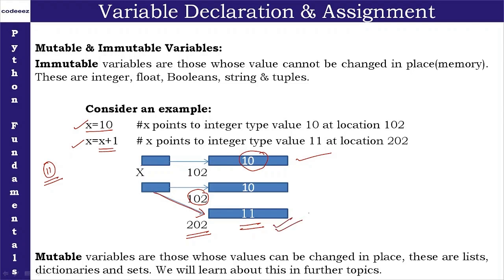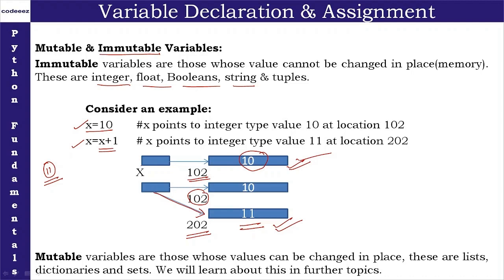So this is the case in Python, and because of this feature, the primitive data type variables, that is integer, float, boolean, string, all these variables are of immutable types, right? These are immutable, meaning the in-place value is not changed. Earlier it was pointing to 10, now it is pointing to 11, but at the location 102 the value is 10 only, right? So the in-place value of a variable is not changed.